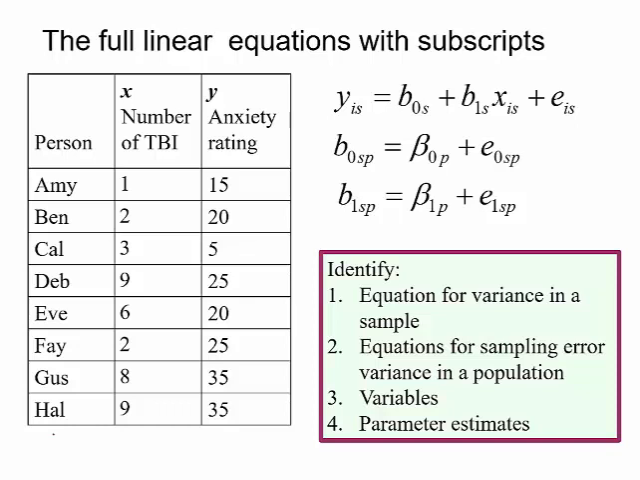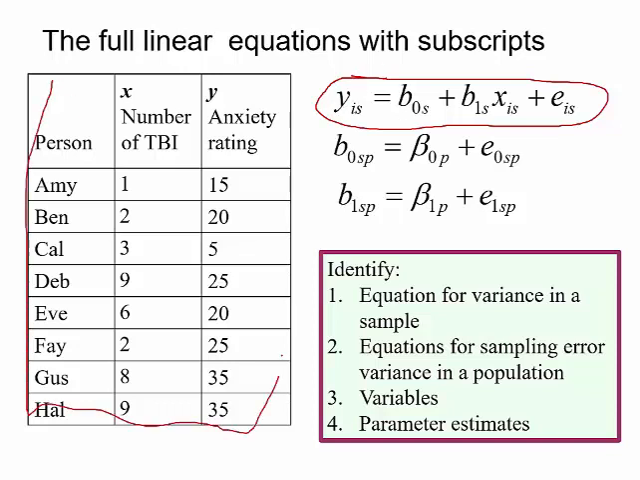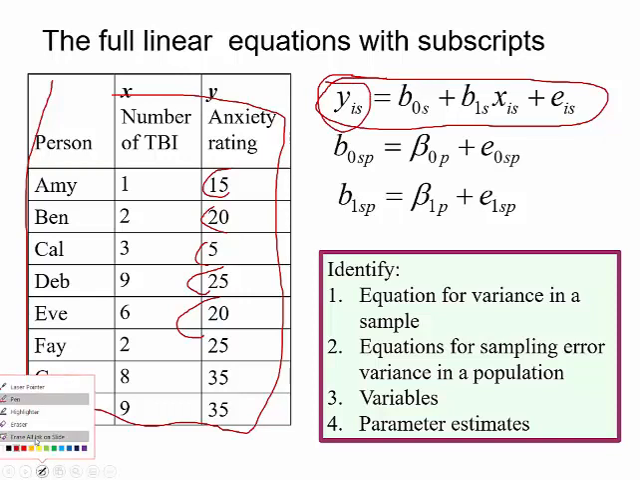So first, what is the equation for variance in a sample? That's the one we've been looking at. This very top equation right up here is the equation for variance in a sample. Here's our sample right here. We've got different people, and they have different scores on y. And so we've got variance on y, and this is the equation helping us understand that variance, in this case, variance in anxiety ratings among people in our sample. So the top equation is looking for variance in a sample.